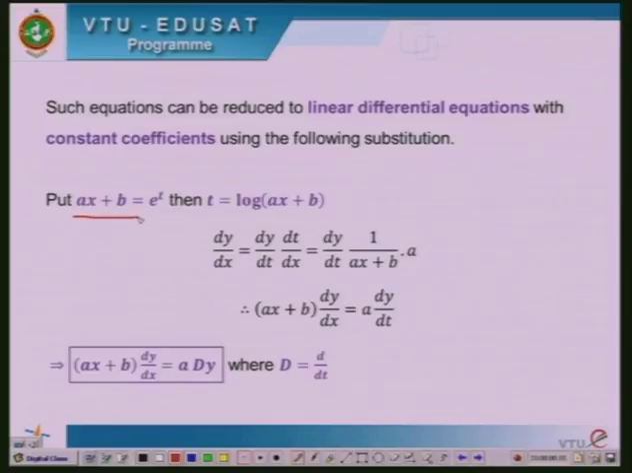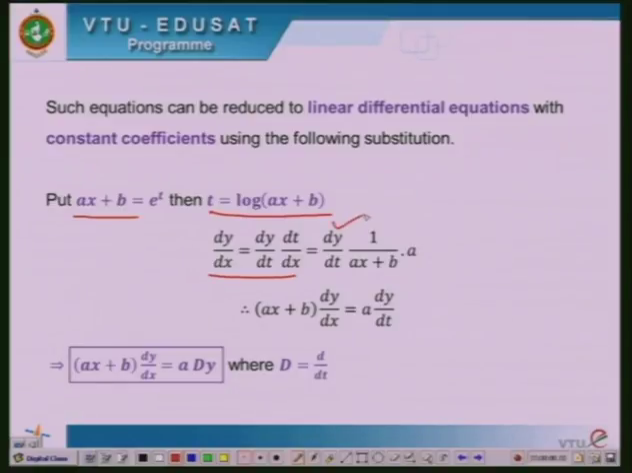Yes, in Cauchy's it was x. Put ax plus b equals e to the power of t, then t becomes log of ax plus b. Now chain rule. y is a function of x, x is a function of t. So dy by dx becomes dy by dt into dt by dx.